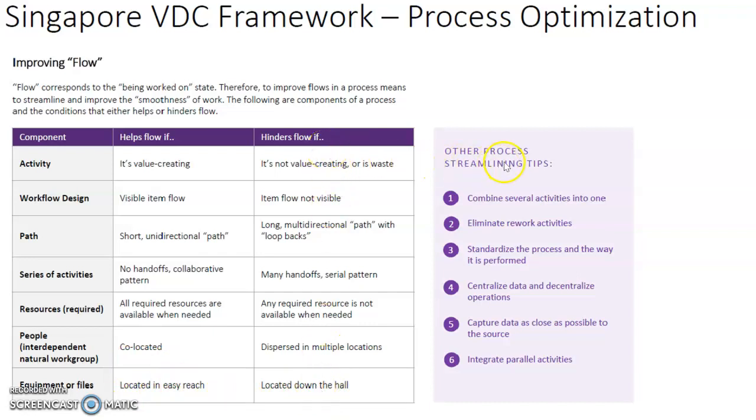On top of that, there are other process streamlining tips. For example, if we can, we try to combine several activities into one main activity. We try to eliminate rework activities. We try to standardize the process and the way it is performed. We try to centralize data and decentralize operations. We try to capture data as close as possible to the source, and we try to integrate parallel activities.